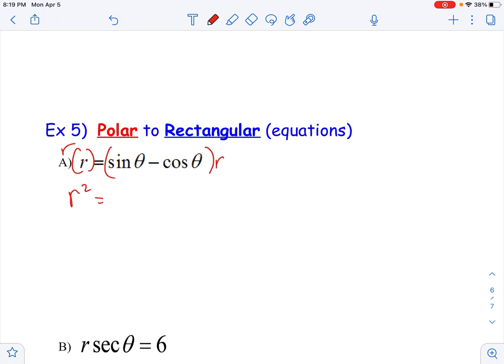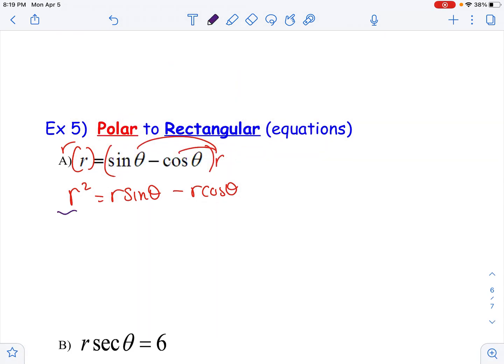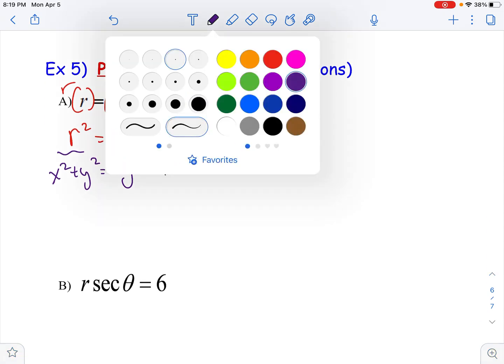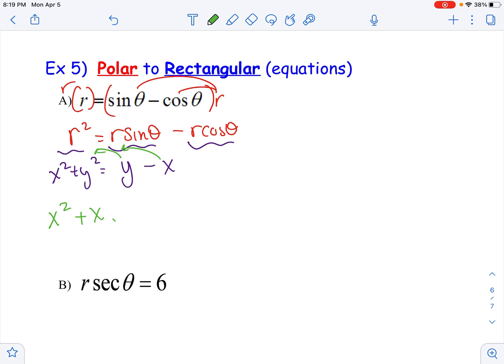So what I want to do is multiply both sides by r. That gives me r squared. And then when I distribute, that gives me an r sine theta minus r cosine theta. So hopefully you see those formulas jumping out at you there. I know that r squared is x squared plus y squared. I know that r sine theta is y, and r cosine theta is just x. So this would be a situation where I want to get everything on one side and complete the square. So if I take the y and the negative x and move it over, that gives me x squared plus x.